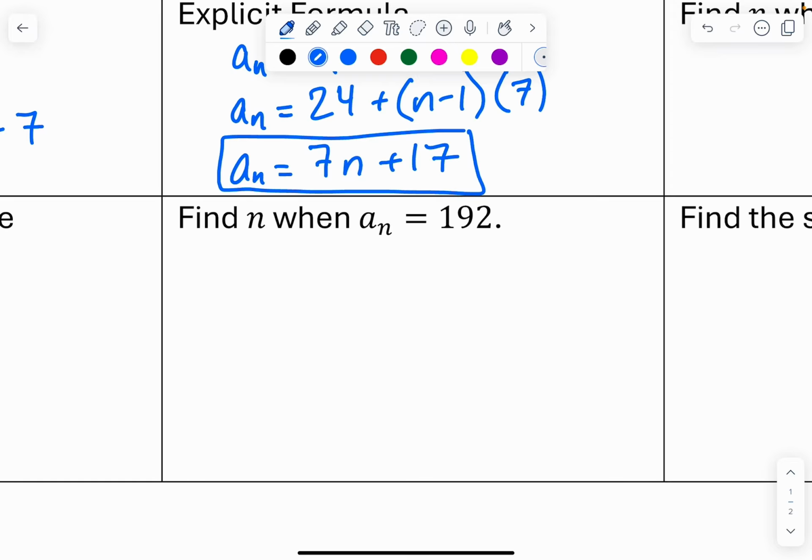Now the next one, find n. On this one, they're telling you we've got a term whose value is 192. What term is that in our sequence? So what we're going to do is look at the formula right above. It's written there for us, and we're going to plug in 192 for A sub n.